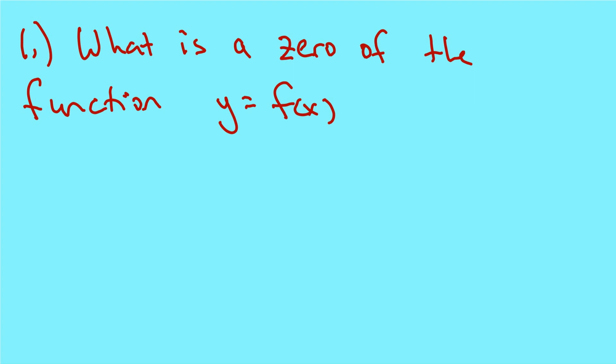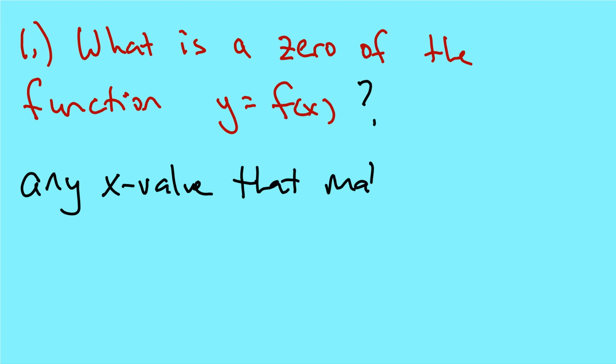Alright, number 1 says, what is the zero of the function y equals f of x? Now, the easiest way to say that is any x value that makes y equals 0. So that's the easiest one.